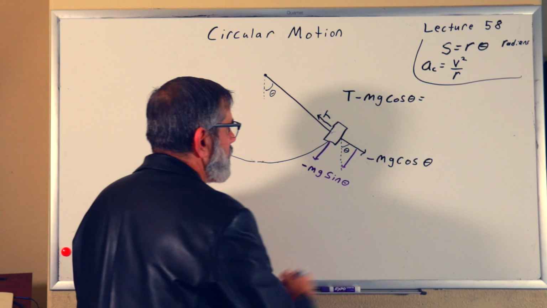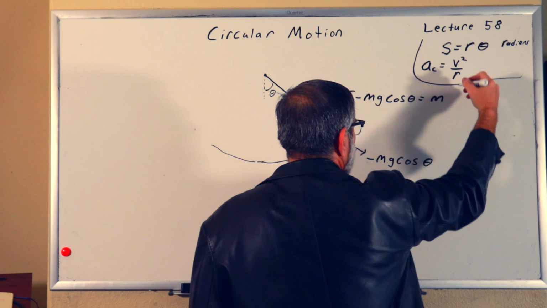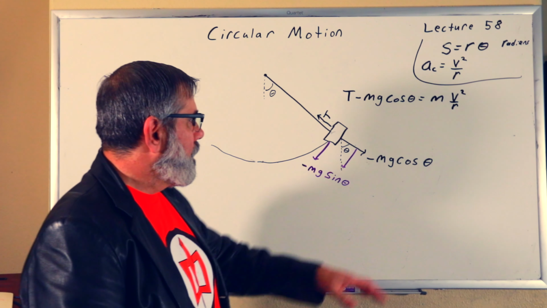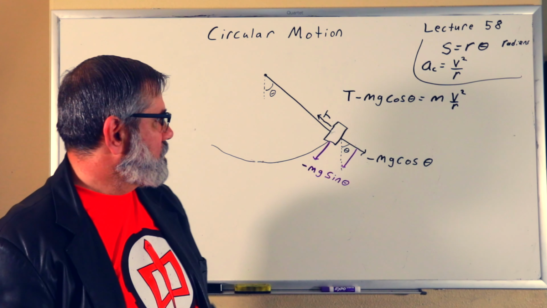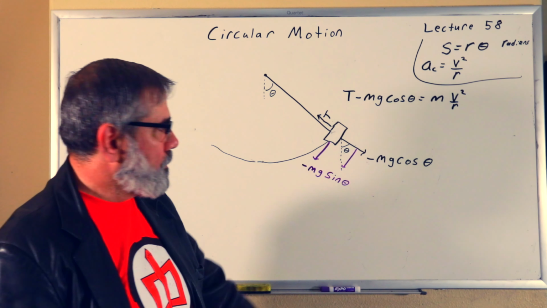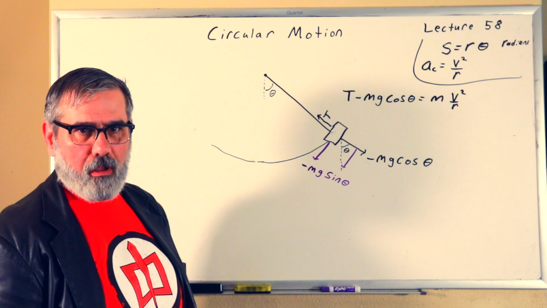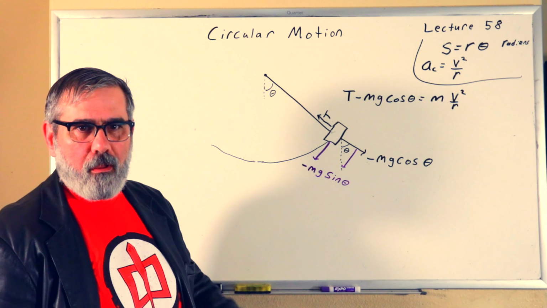So we're going to use mass m times the centripetal acceleration, v squared over r. That's the right thing to put on that side of the equation. Remember, the sum of the forces equals mass times acceleration. Well, the acceleration over here is v squared over r, because it's the centripetal acceleration. It's the thing that keeps the circular path in place.